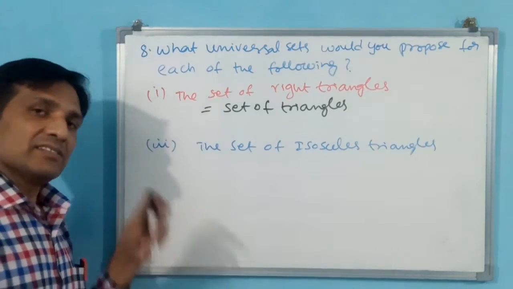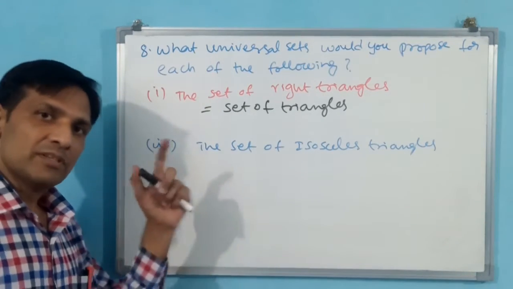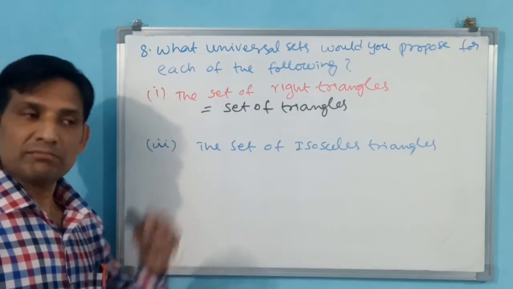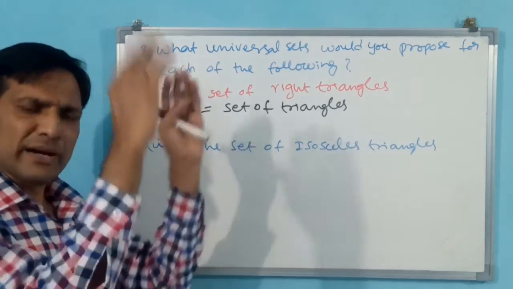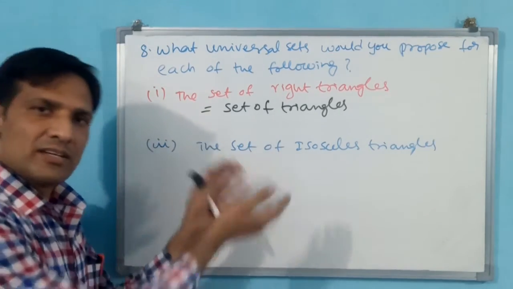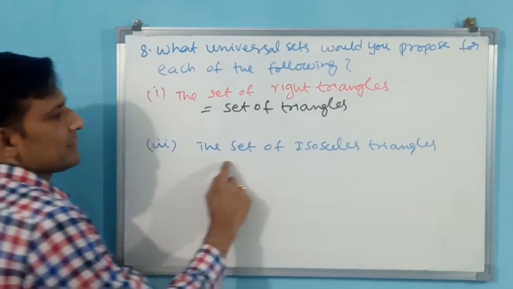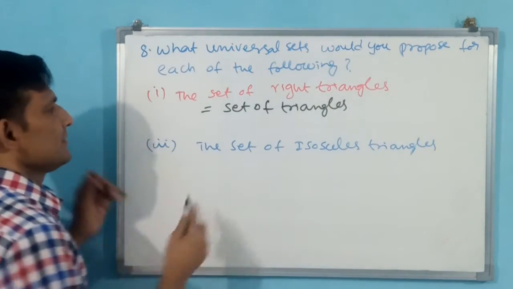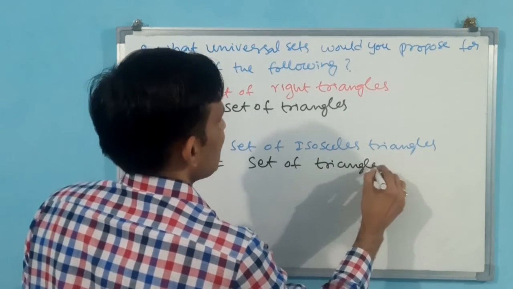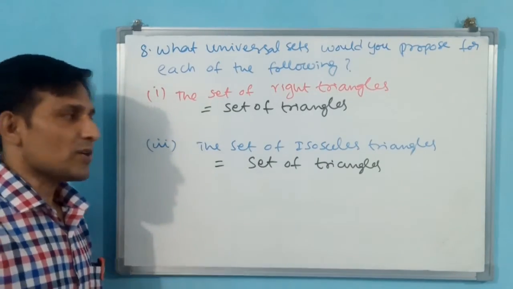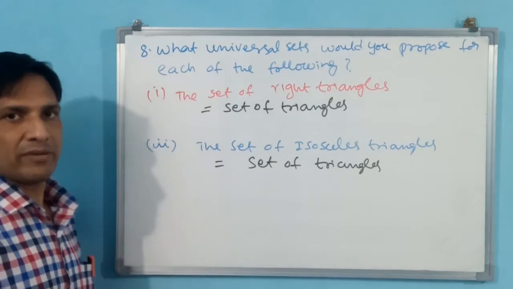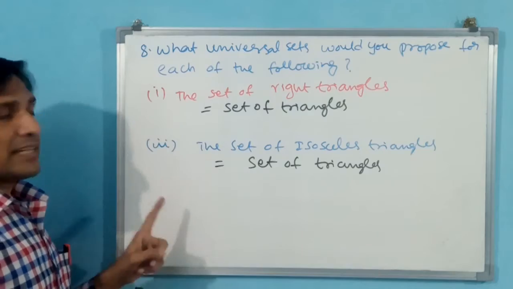Okay. In triangles, right triangles will come, isosceles triangles will come, equilateral triangles will come, scalene triangles will come. All triangles will come under triangles. That is why triangles is bigger, the universal set. Isosceles or right angle triangles are subsets. See the second part. The set of isosceles triangles, same answer, the set of triangles. Inside the set of triangles, isosceles triangles will be there, right angle triangles will be there, equilateral triangles will be there, scalene triangles will be there. Okay? You understand, na? This is the answer for the 8th question.